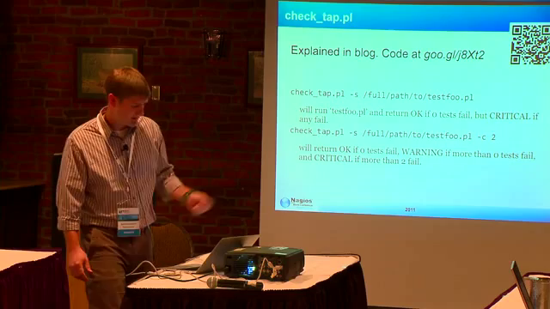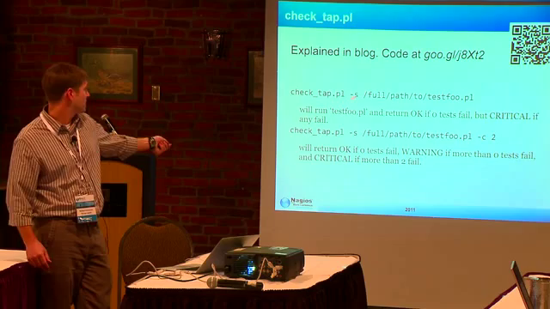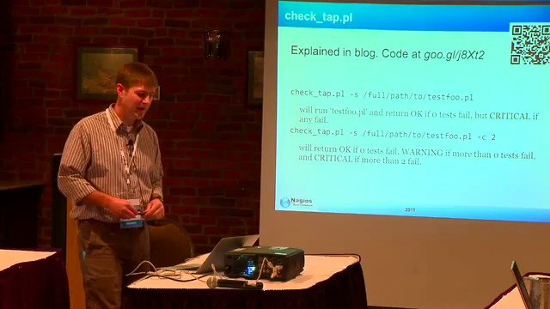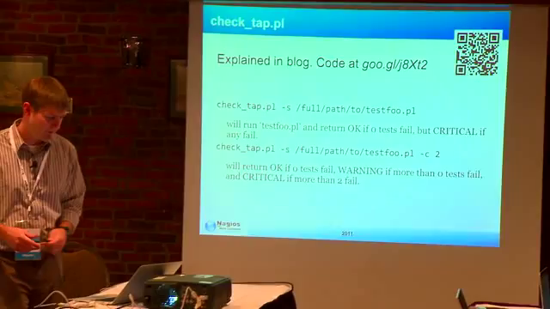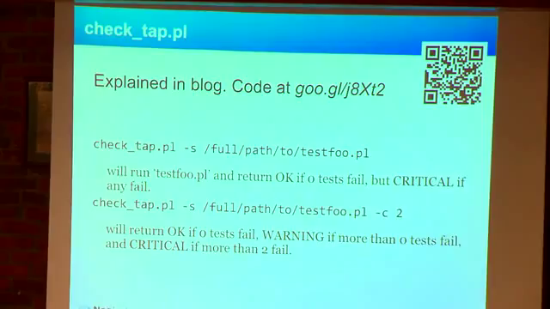If you run it with one argument, the path to the test that you want to run, it will tell Nagios that it's okay if all the tests pass. You can also give it thresholds for critical or warning. For example, if you expect a certain amount of failure, or if you tolerate a certain amount of failure.